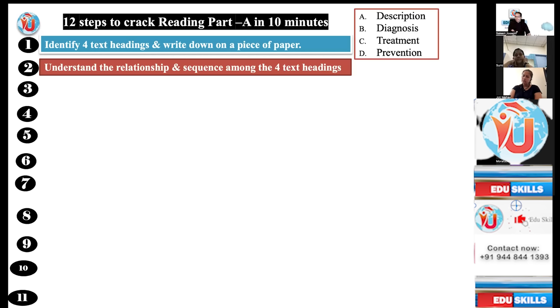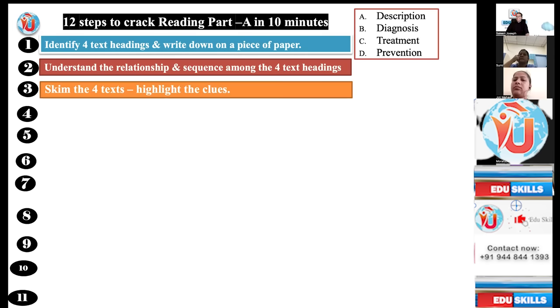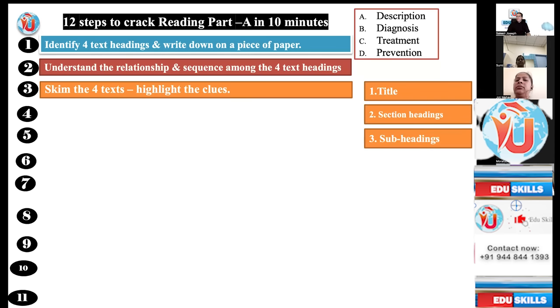If you have any doubts, you can definitely mark down the slide name, title or the slide number. I'll get back to you and explain during the Q&A session. Now, third step, skim the four texts, highlight the clues. As I told you, the clues are: highlight or circle or underline the title, the section headings. Then you have subheadings. Sometimes in the same text, text A, you have one or two subheadings.